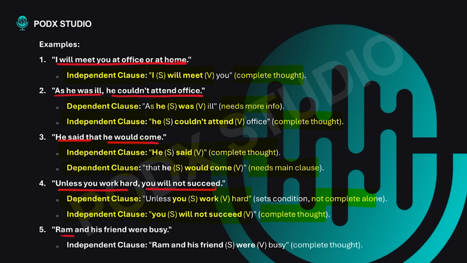The fifth one, Ram and his friend were busy. It is an independent clause. Why? Because it has the subject plus verb combination and it's giving the meaningful sense. Ram and his friend were busy. There is no probability. It is confirmed. That's why it's an independent clause.